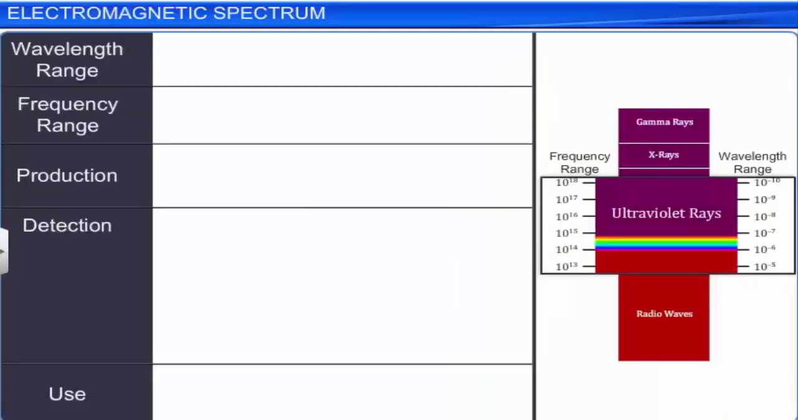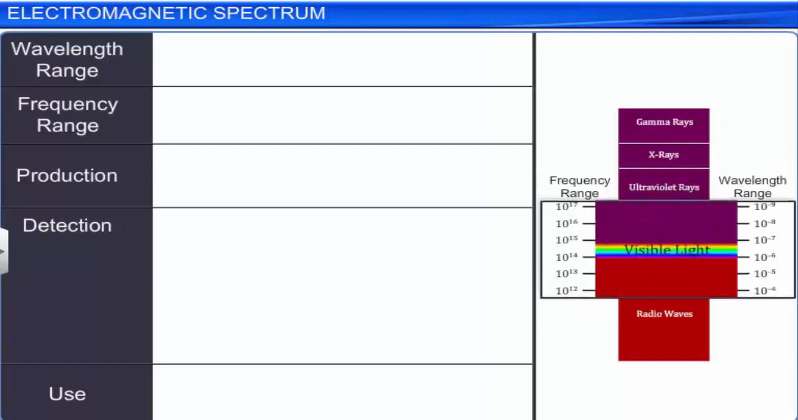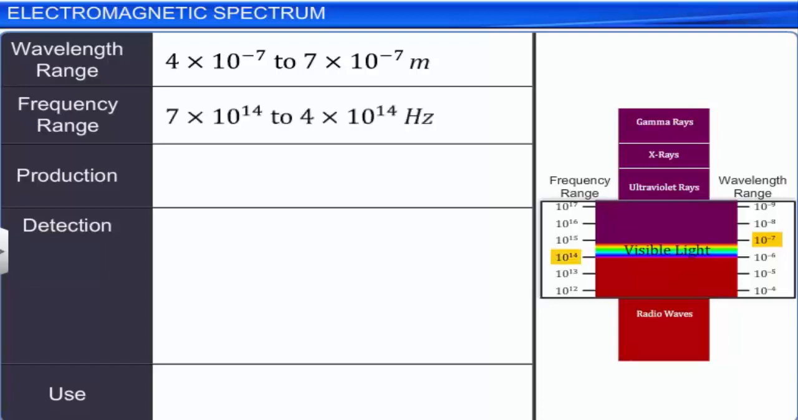Now, let us discuss the most familiar form of electromagnetic waves, that is, visible light. The wavelength of visible light is in the range of 4 × 10^-7 meters to 7 × 10^-7 meters. The frequency of visible light is in the range of 7 × 10^14 Hz to 4 × 10^14 Hz.